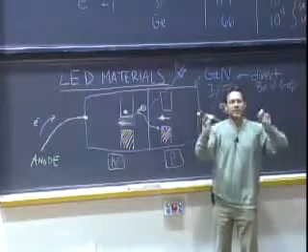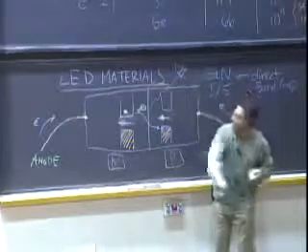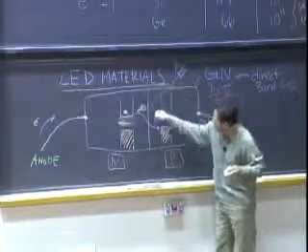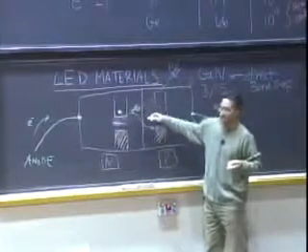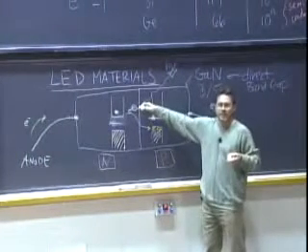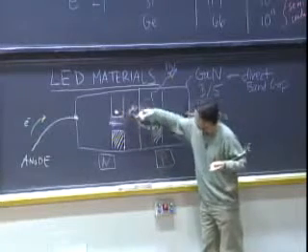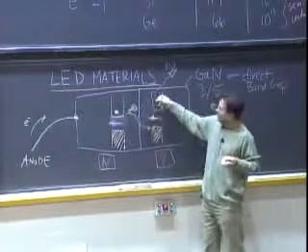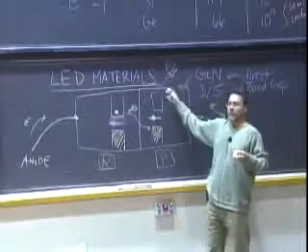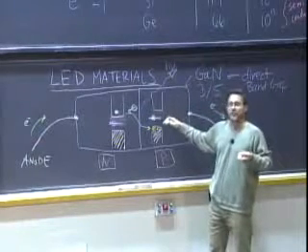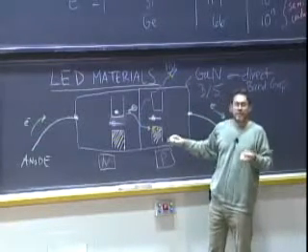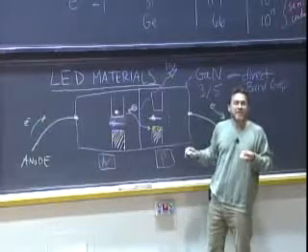So electrons are just moving across this interface, dropping down in energy. As they drop down in energy, a photon with the energy of the gap of this material is released for each electron that transits this barrier. And that's the principle of an LED.